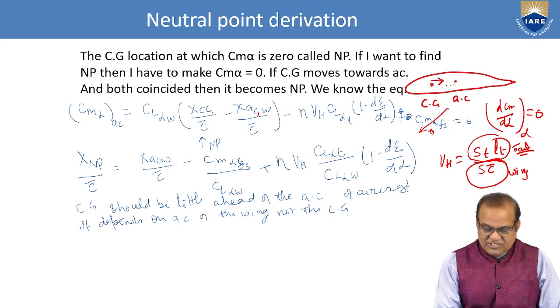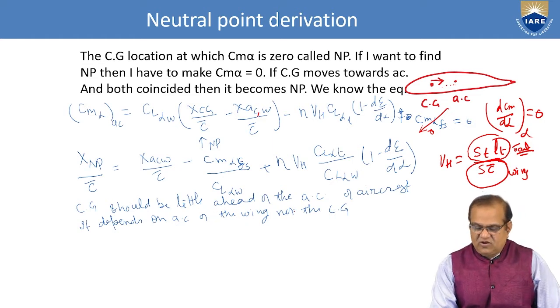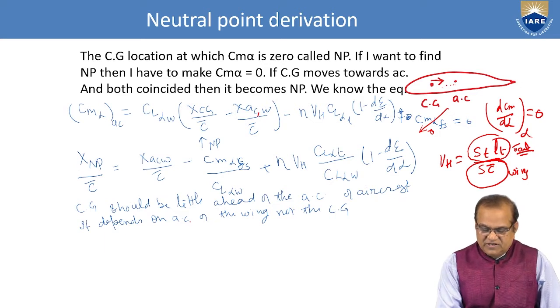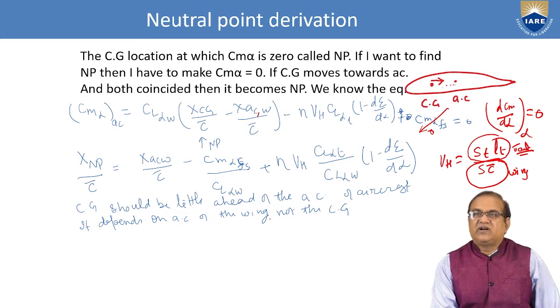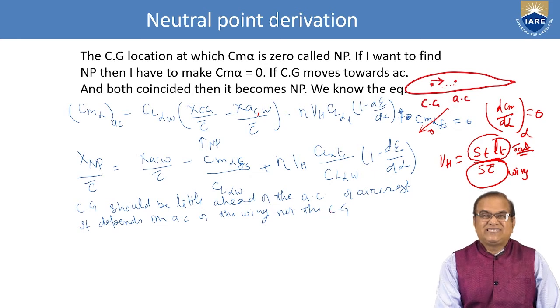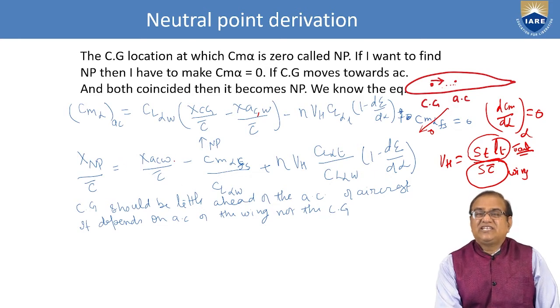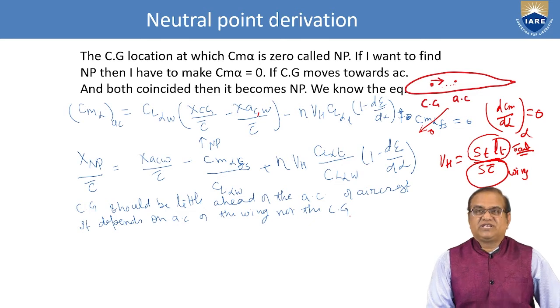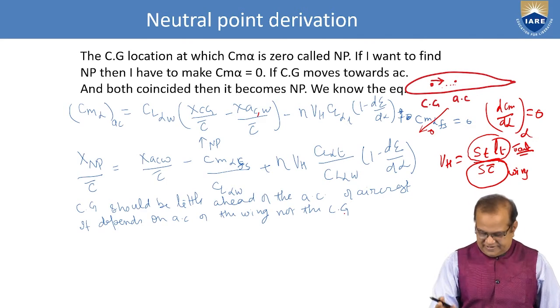So CG should be a little ahead of the aerodynamic center of the aircraft. It depends on the AC of the wing, not the CG. You can see that in this equation there is no CG location, only AC is there. So the neutral point depends upon the aerodynamic center, not the center of gravity of the aircraft. That we have to keep in mind.